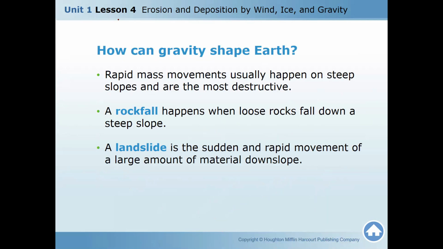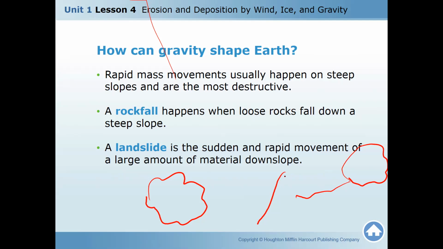Rapid mass movement usually happens on steep slopes. If you find a big rock, girls, what do you think? Will it fall quickly on a steep slope? It has to be on a steep slope only. The big rock will stay here forever if it is not steep. If it is steep this way, then only do we expect the rock to fall. So rock fall happens when loose rocks fall down a steep slope.